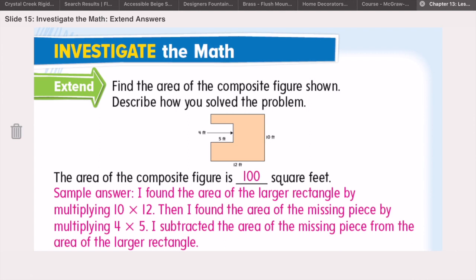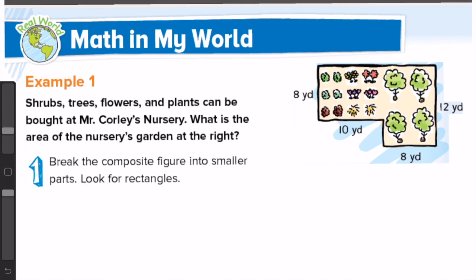So if you see one like that, where you see like a piece taken out, you can try to do it that way. Okay, now here's an example with a word problem. Shrubs, trees, flowers, and plants can be bought at Mr. Corley's nursery. What is the area of the nursery's garden at the right?